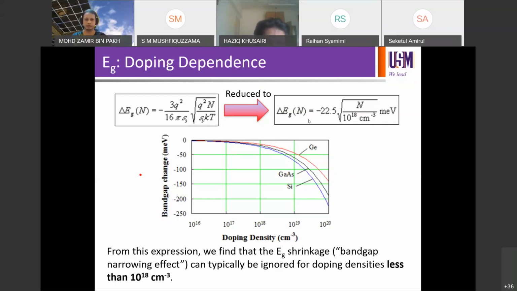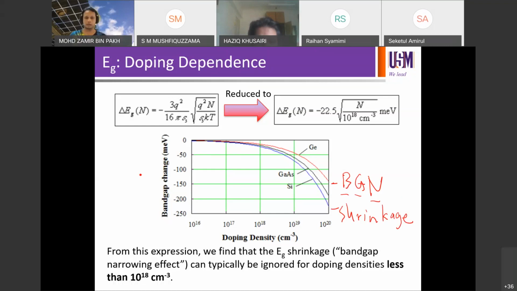That's governed by the equation given above. From the trend, you can see that the band gap shrinks at higher doping levels. We also call this band gap shrinkage or the band gap narrowing effect. Some even call this BGN, band gap narrowing, or you can also say band gap shrinkage. Either one is fine. It's referring to the same thing.